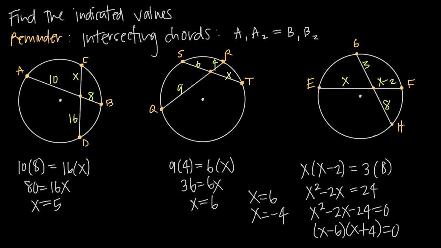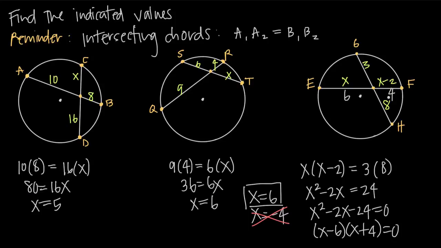This distance here from E to the intersection point along chord EF, this distance is x. Well, I can't have a distance of negative 4. That's impossible. You can't have a negative distance. So x equals negative 4 can't possibly be a real solution to this problem. That means that x equals 6 is going to be the unknown value of x. And if we want to go ahead and plug in here, we can say that this length is going to be 6. When we plug 6 into x minus 2, we're going to get 6 minus 2, or 4. So we can say that this length is equal to 4.